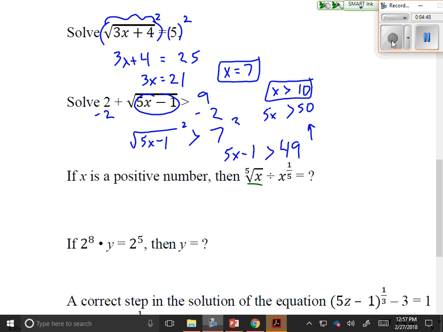One is in radical form, one is in exponential form. You just need to get them the same. You want to put them both in radical form, that's fine. You have fifth root of x divided by, that would be also fifth root of x. And anything over itself is 1.